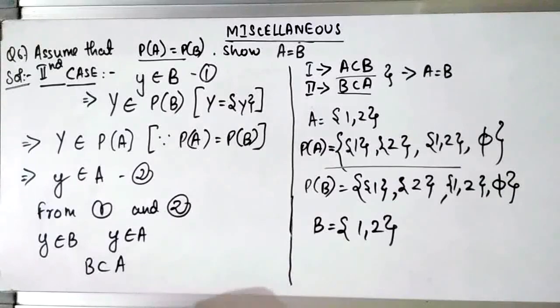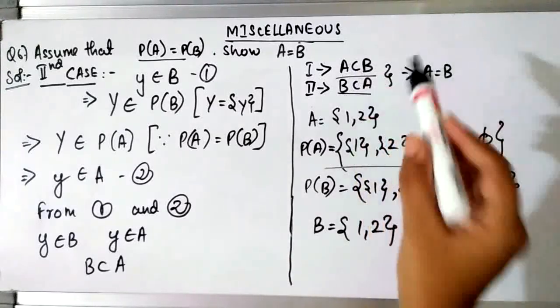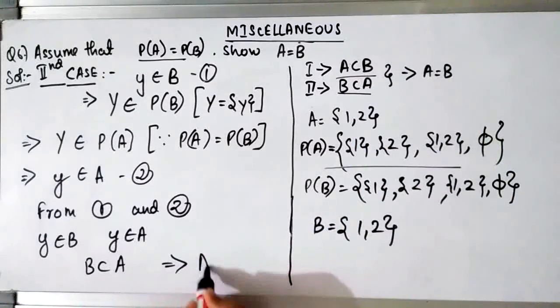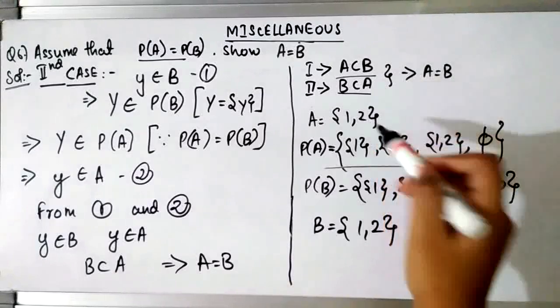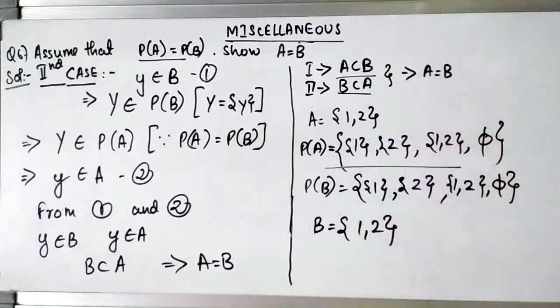Similarly, like how I told you in my previous case, whenever we get that A is a subset of B and B is a subset of A, we can prove that set A is equal to set B. So we proved both the cases, and with this we have got our final answer that A is equal to B.